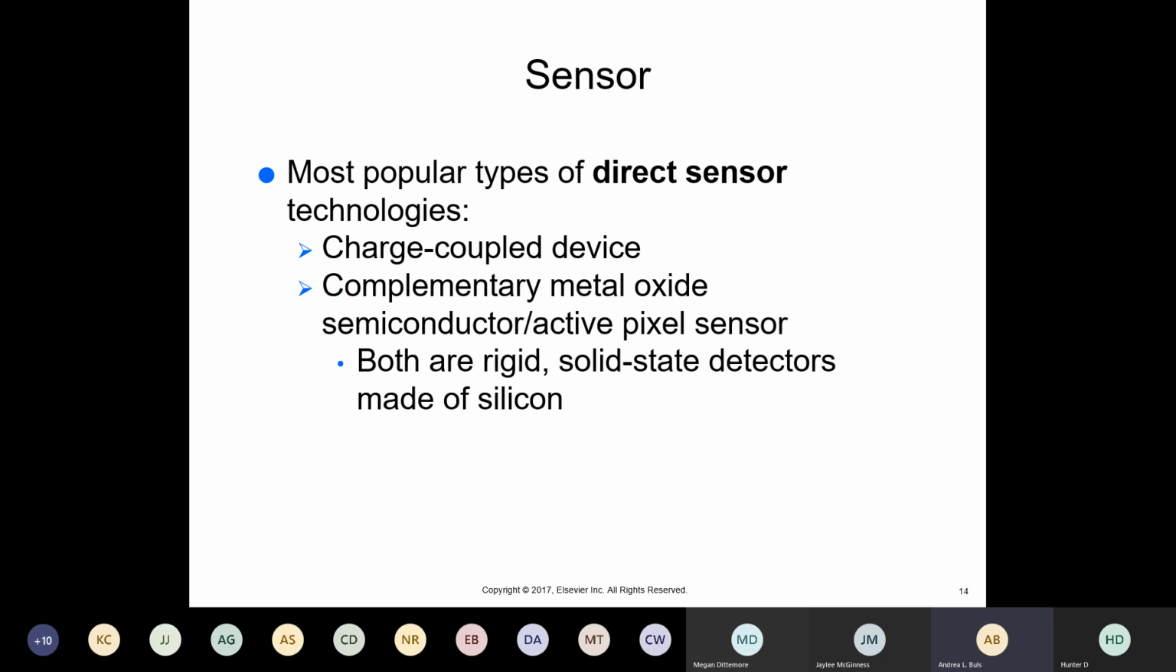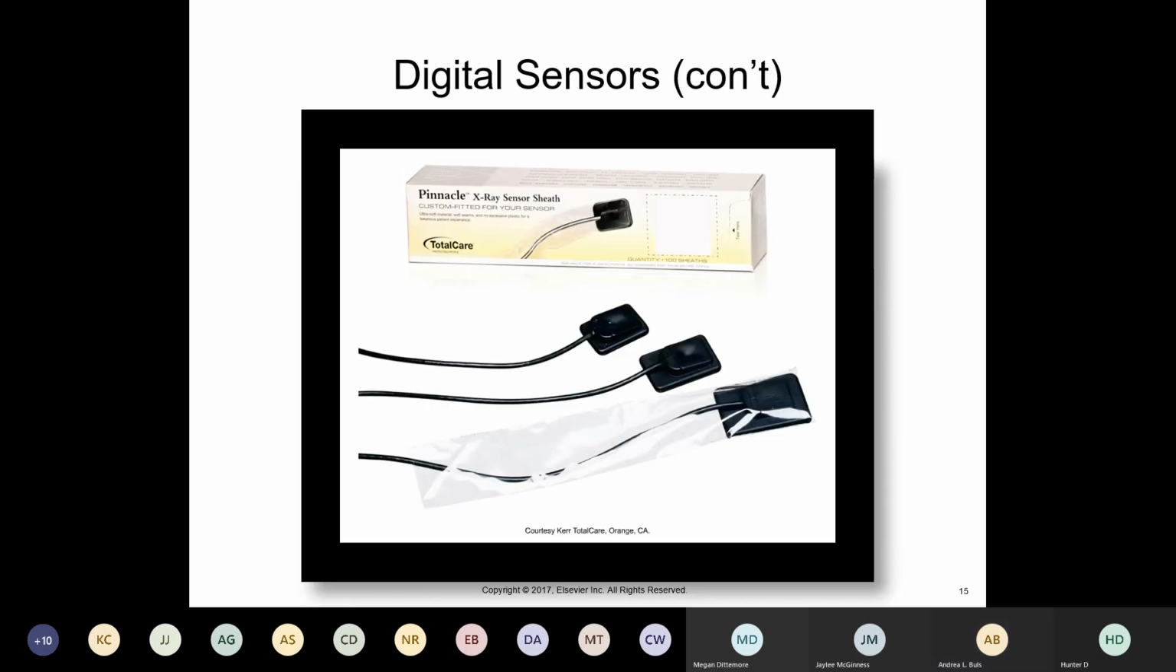The most popular types of direct sensor are the charge coupled device like we have or the complementary metal oxide semiconductor. Both of them are rigid solid state detectors and they're both made of silicon. This is just showing the sheath, very similar to the ones we use. You always want to place a sheath over the sensor and a lot of the wire. And really that's most of the wire that you would be touching while you're moving this around in the patient's mouth.